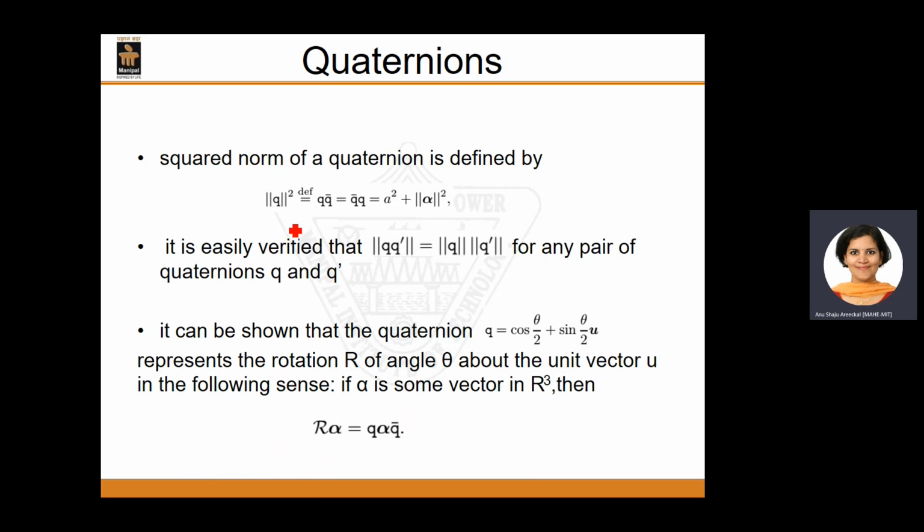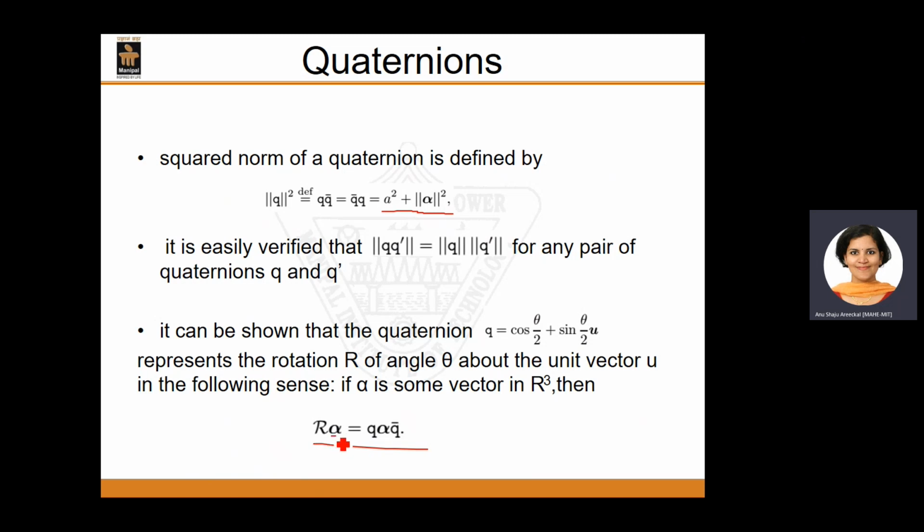Another property is that if I try to find the squared norm, q squared, I can write it as a squared plus alpha squared. So I take the square of the scalar quantity as well as the imaginary quantity separately. And this is one of the main important properties which will be useful to us later when we are dealing with the range data. And that is this particular form.